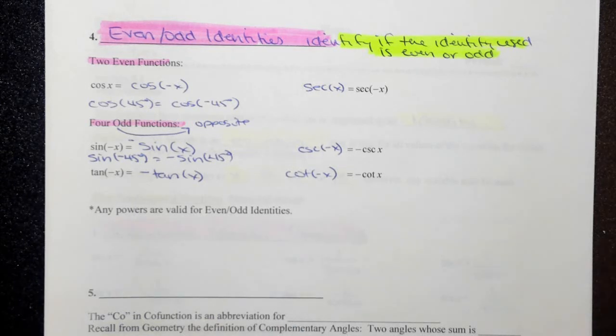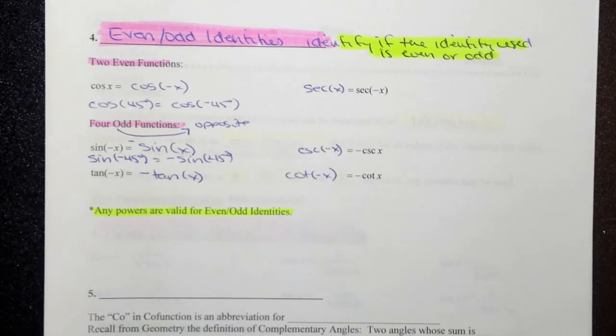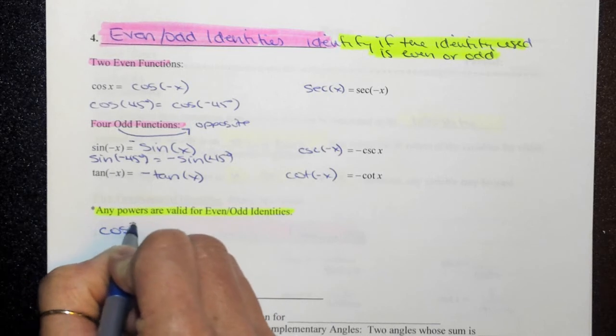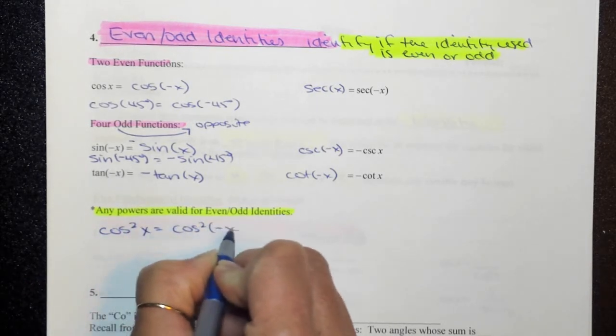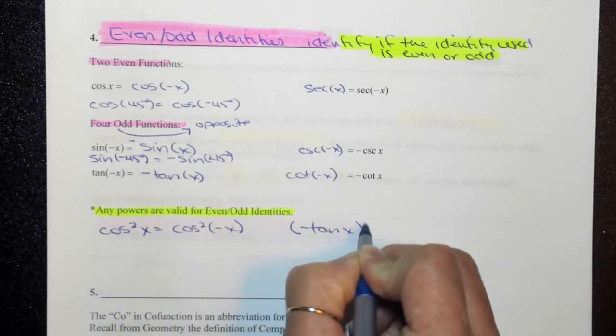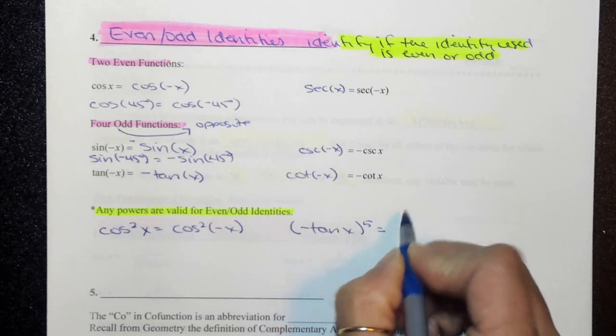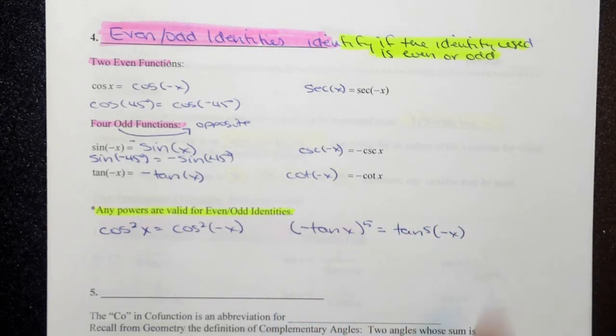So what you need to remember is that any powers are valid for even odd identities. An example would be cosine squared of x is the same thing as the cosine squared of negative x, or the opposite of tangent of x to the 5th power is the same thing as the tangent to the 5th power of negative x, just so you can see an example.